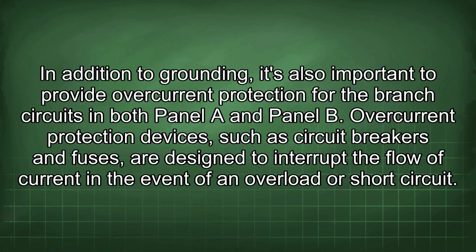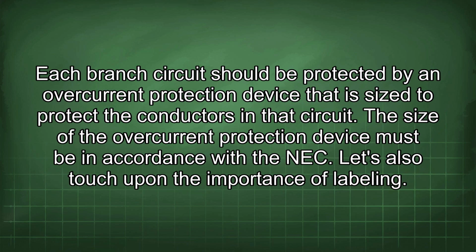In addition to grounding, it's also important to provide overcurrent protection for the branch circuits in both panel A and panel B. Overcurrent protection devices such as circuit breakers and fuses are designed to interrupt the flow of current in the event of an overload or short circuit. Each branch circuit should be protected by an overcurrent protection device that is sized to protect the conductors in that circuit. The size of the overcurrent protection device must be in accordance with the NEC.